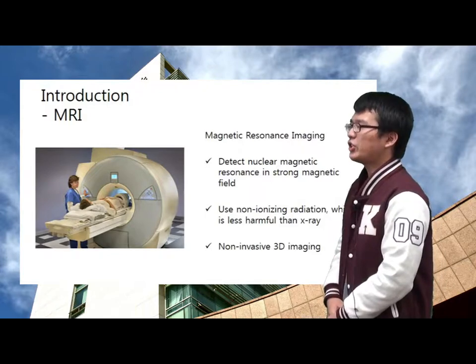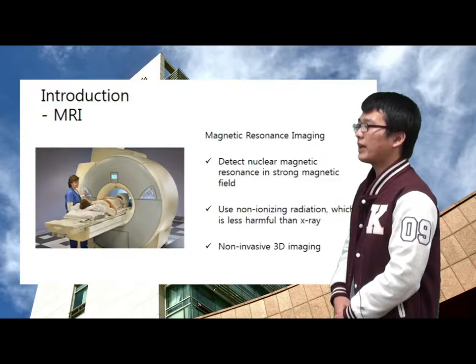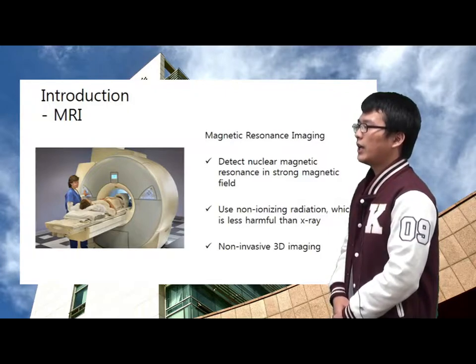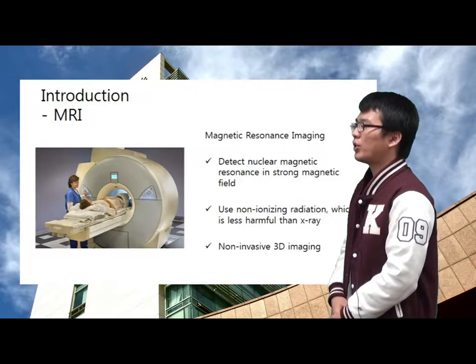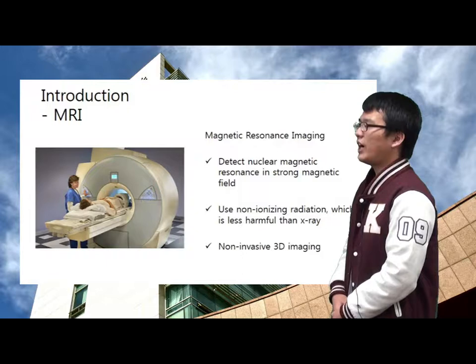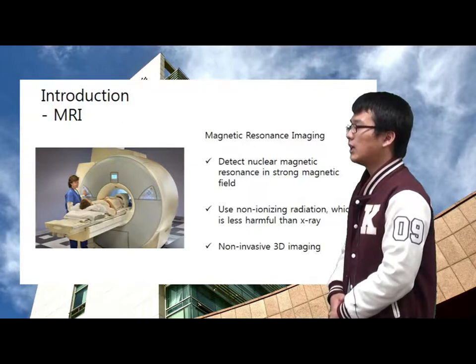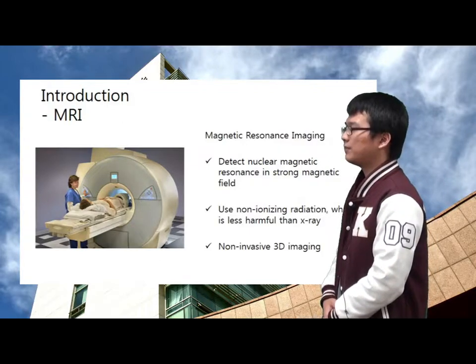An MRI machine measures the nuclear magnetic resonance of hydrogen atoms in a strong magnetic field. It is a relatively safe approach because it uses non-ionizing radiation, but MRI has low spatial resolution, which is inappropriate to delineate tumor margin with it.